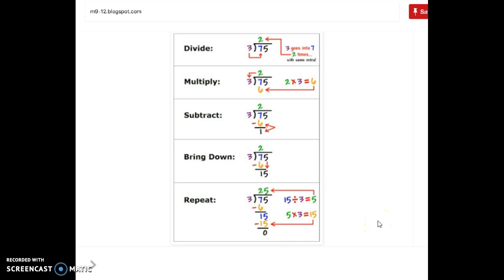So as you can see, long division is not a hard process. It's just remembering the steps. So whether we're doing three-digit dividends divided by a 1-digit divisor, or 2, like we just did, same steps. We're going to divide, multiply, subtract, bring down, and repeat. So our quotient, our final answer on this problem, is 25.